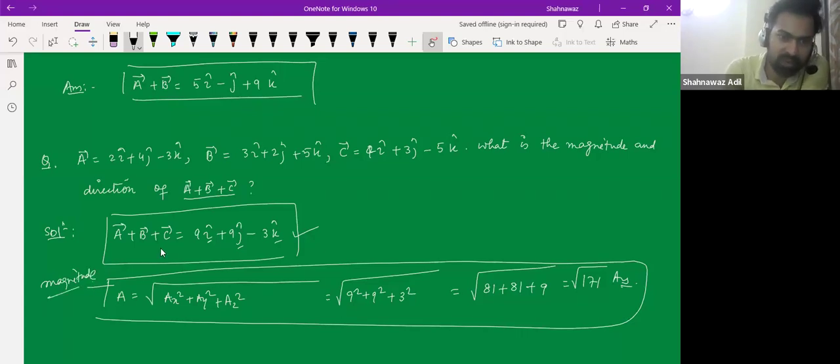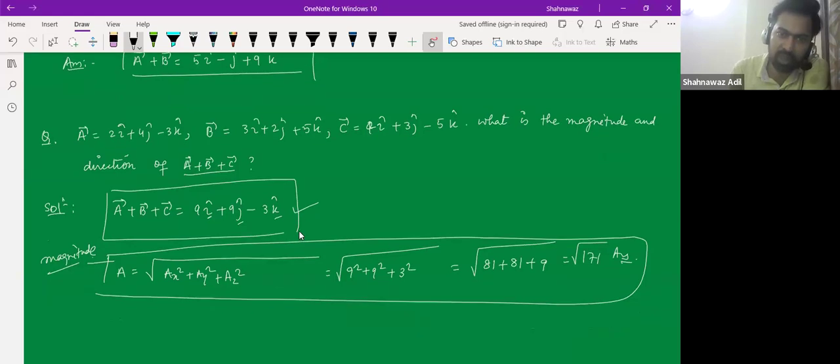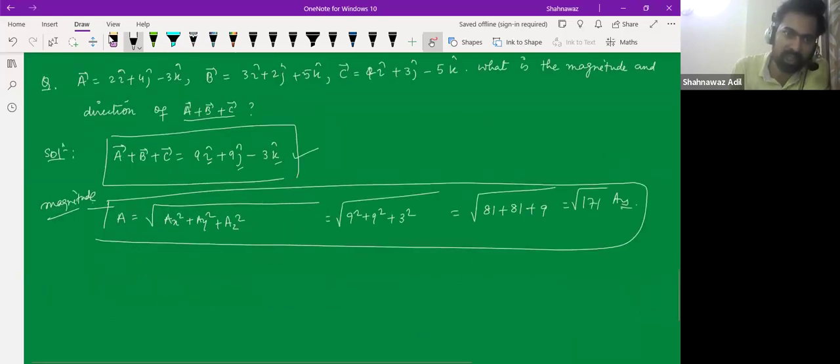Now you have this vector. Let's say this is somewhere, oh, this is not A. This is, let's say, another vector. We name it D. A plus B plus C is some D vector, and D's magnitude is this.